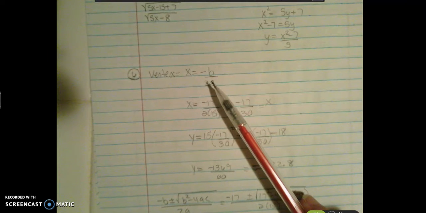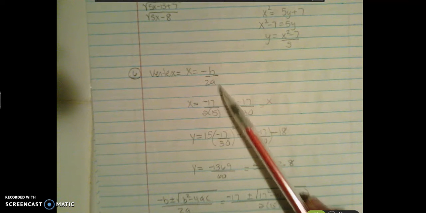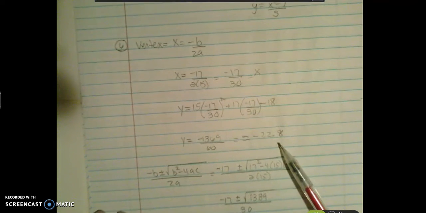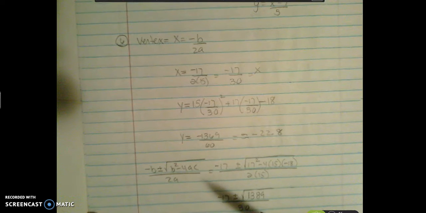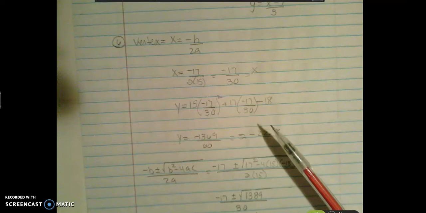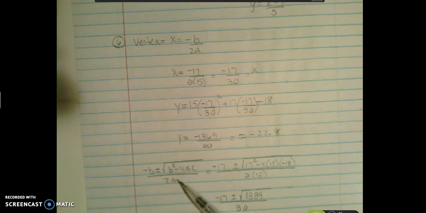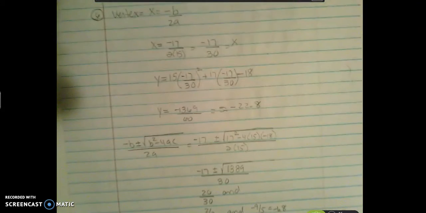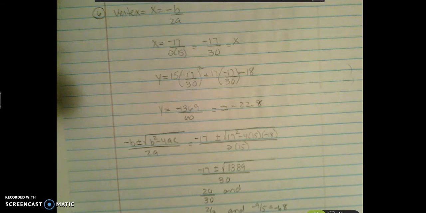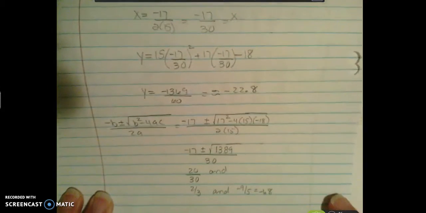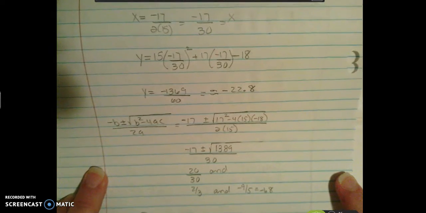Number 6, in order to do this best, I found my vertex. And so my vertex did come out to be some strange numbers, but that's all right. It's not a problem. So I got my vertex for the problem. And then to find my y-intercepts, I substituted in my a, b, and c into the quadratic formula. And so I got my 2 y-intercepts are at 2/3 and -9/5, which is about 0.6 and -1.8. So that's how I got my y-intercepts for that problem, and then I used those 3 points to graph my quadratic.